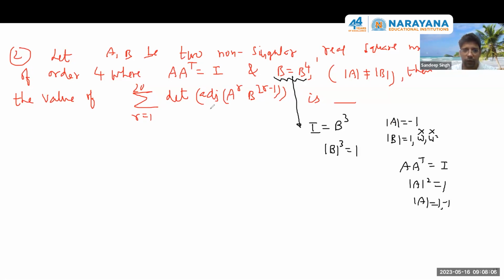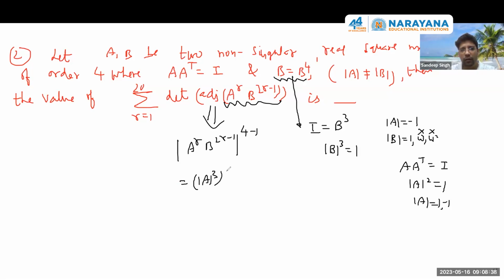Right? Now for this, determinant of, what is adjoint of P? This is determinant of, what is that? Tell me, A power R, B power 2R minus 1, whole power N minus 1. N is the order. Correct? And determinant is distributive over multiplication. So determinant A cube whole power R.